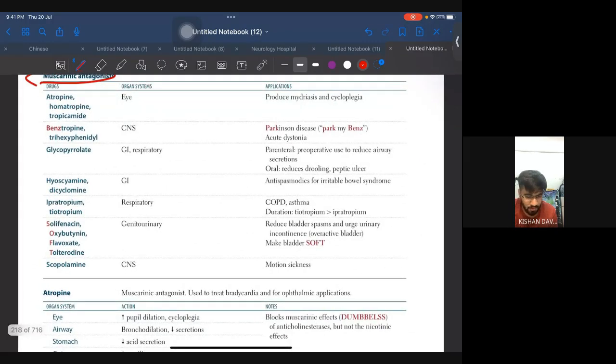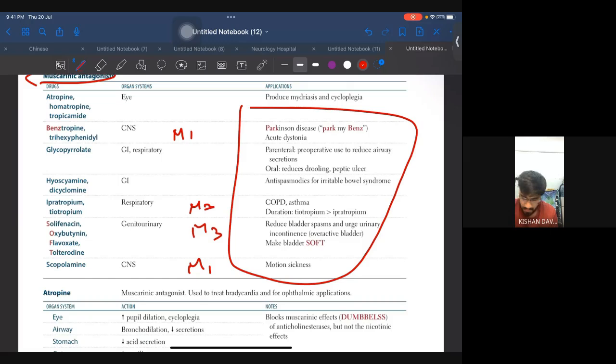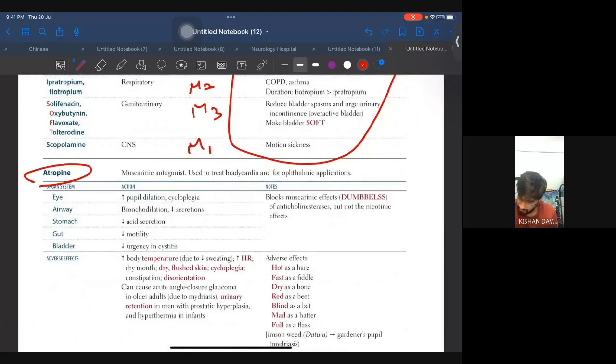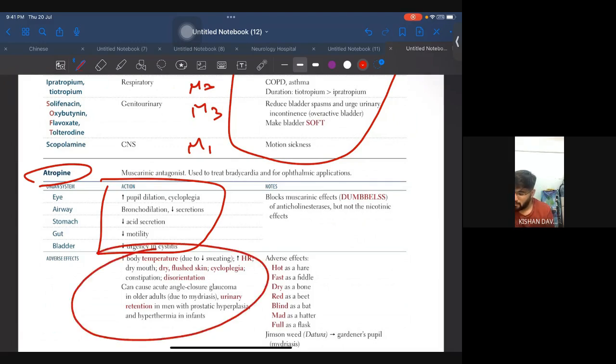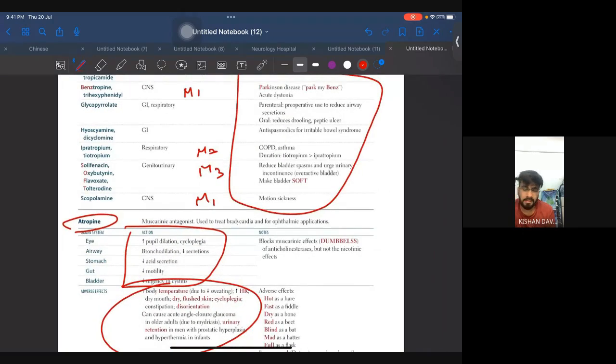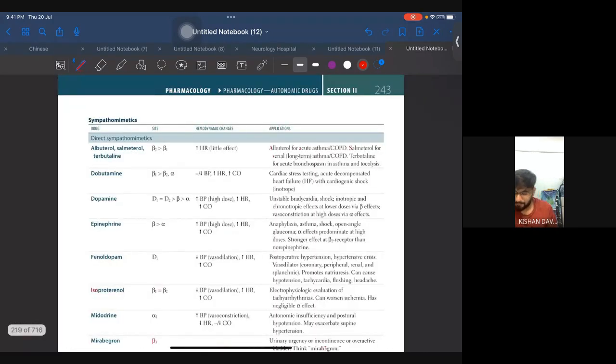Muscarinic antagonist, I'll write which receptor it acts on. M1, M3, M3, M1. Okay, so that's it. You need to remember everything. You don't have any option. Coming to atropine, you have to remember what atropine does everywhere. This is also very important. So general pharma is important, very important.